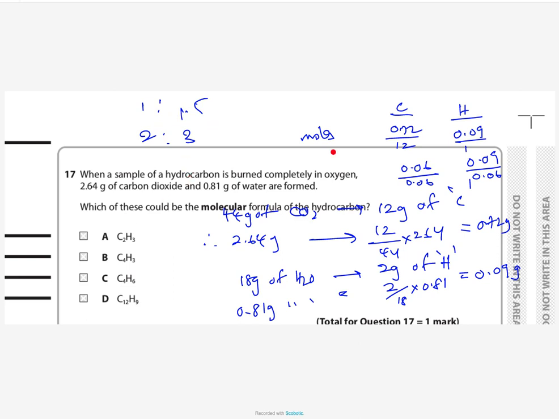Sorry, 2 is to 3. Is it correct? That is the empirical formula. C2H3 is the empirical formula.